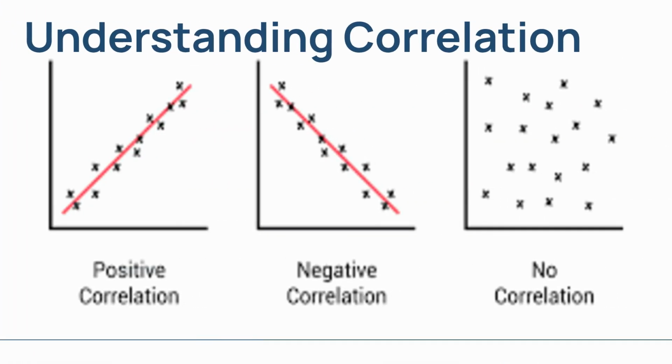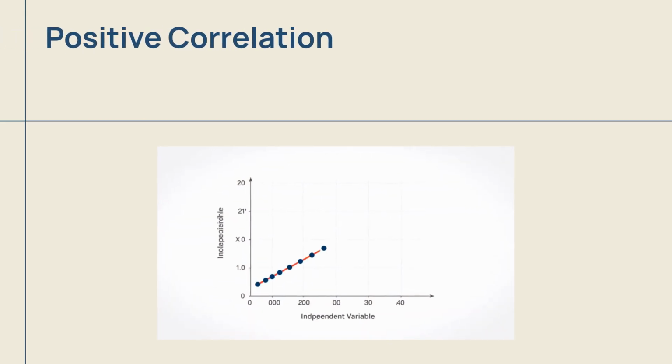Once your points are plotted, we can start to understand the correlation, which describes the relationship between the two variables. In positive correlation, as one variable increases, the other variable also tends to increase. Think of hours studied and exam scores. Generally, more study time leads to higher scores.